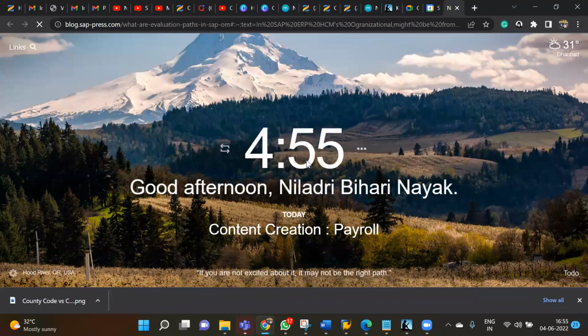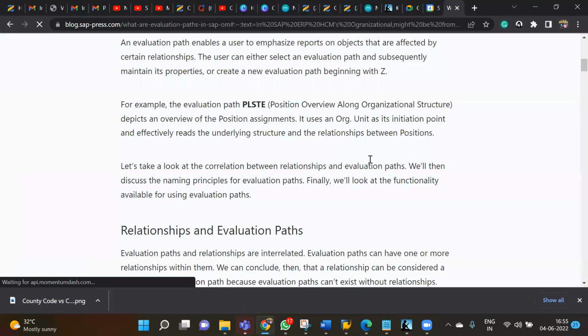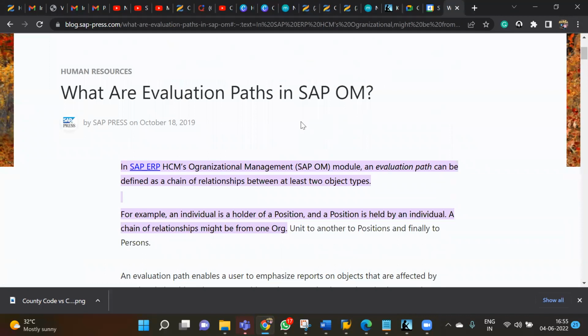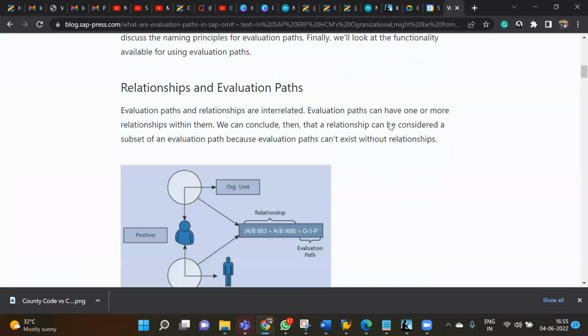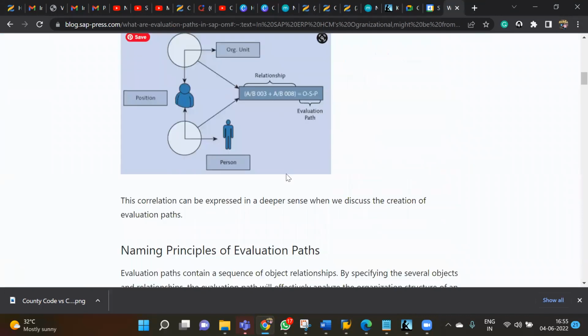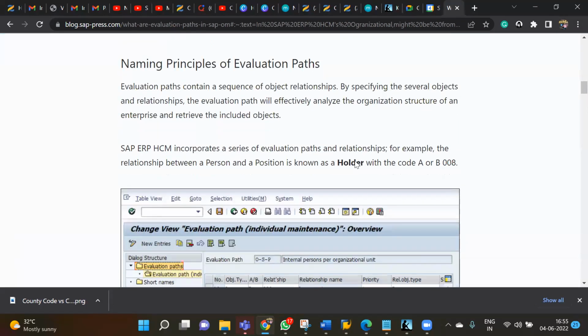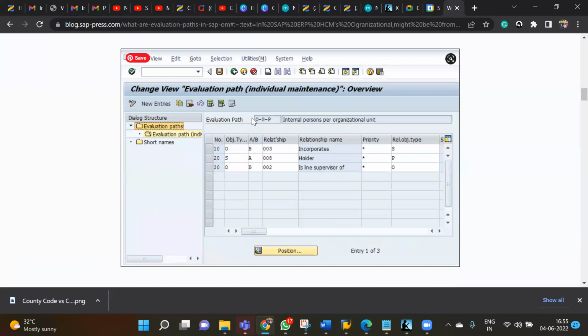So very nicely they have presented. You can always refer to this one with an example. They are giving what the evaluation paths in SAP OM are. Okay, so this is the diagram position of a given person they have given, and what are the principles behind this, the naming principles behind the evaluation path.